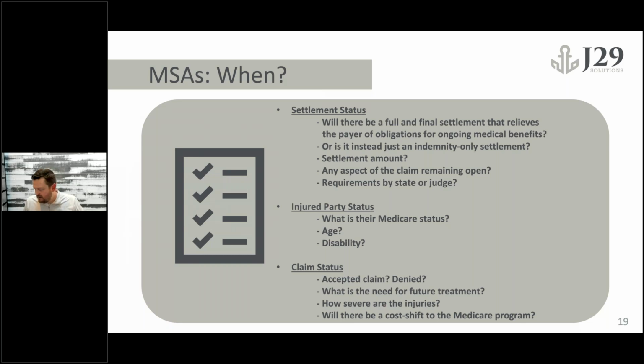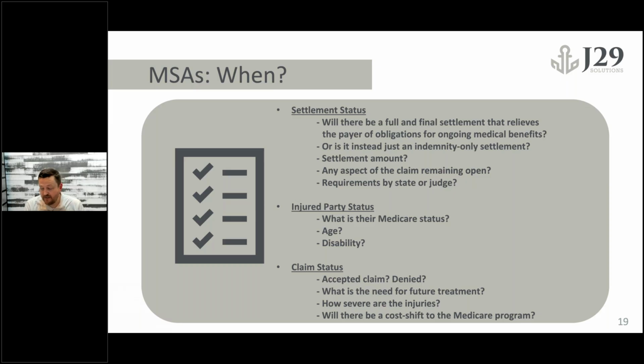So let's say you're resolving medical expenses, great, by way of CNR. No, I also look at the settlement amount. Is the settlement amount $1,000, or is it a significant amount of money? You're starting to get into the $5,000, $10,000, $15,000, $25,000 threshold. We'll talk about the thresholds in a little bit. Is any aspect of that claim remaining open? Maybe you're just settling out one body part, but another body part's remaining open. Certain judges and certain jurisdictions will look at the settlement and make requirements with respect to MSAs as well.